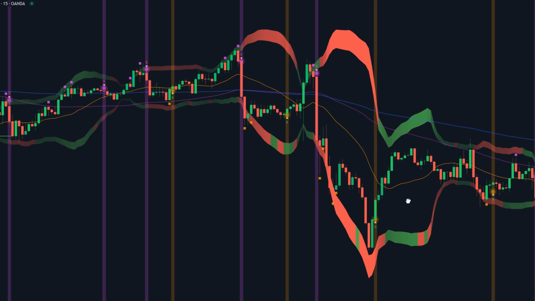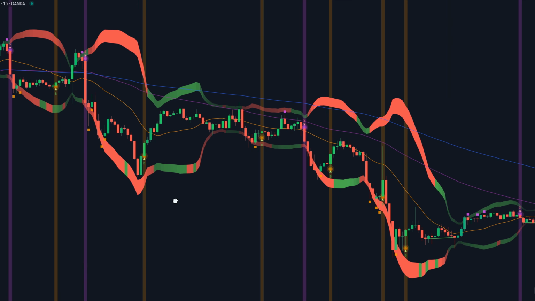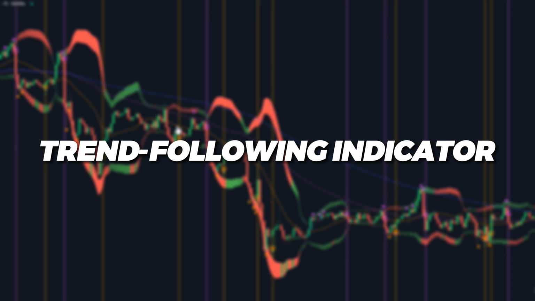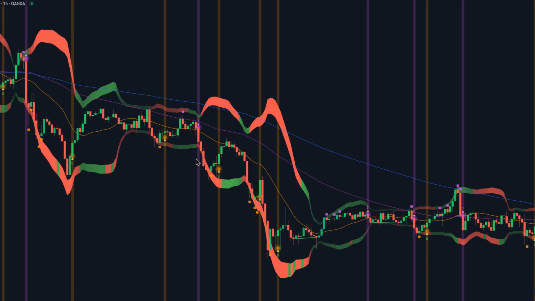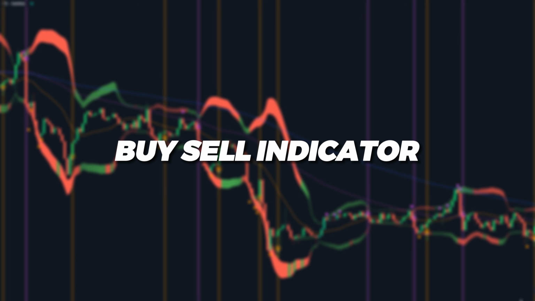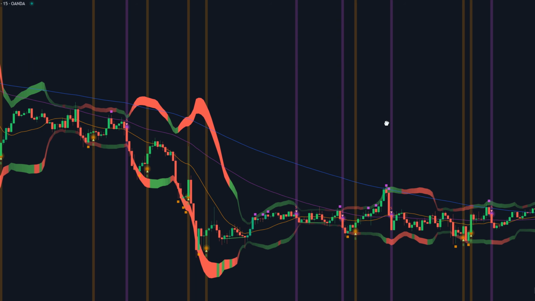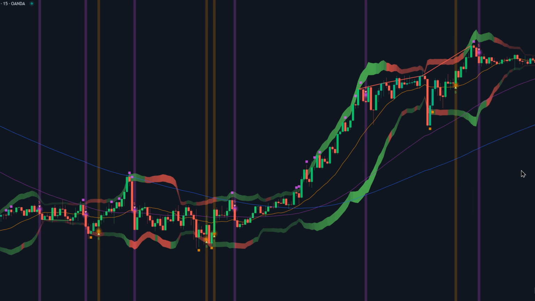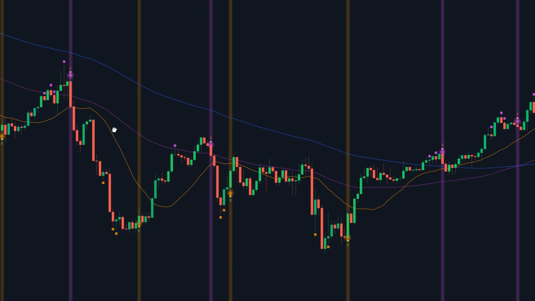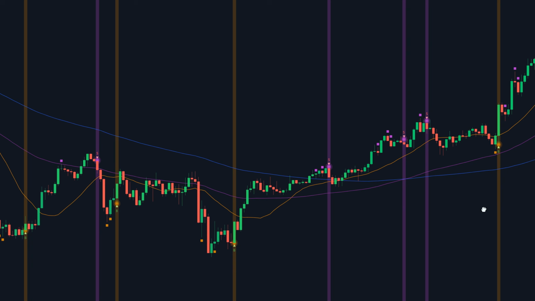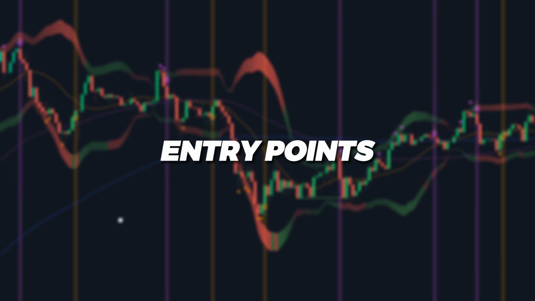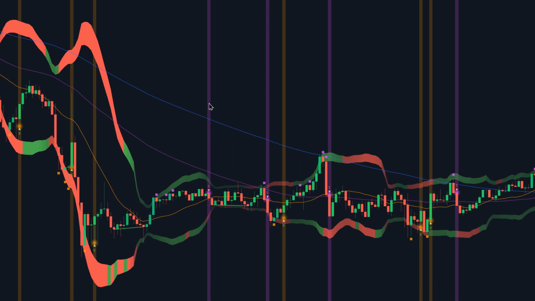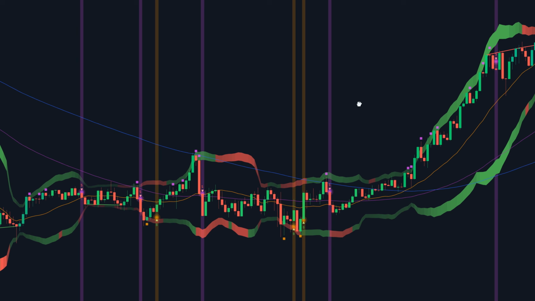So, based on the name of this indicator, you can tell that it's an all-in-one indicator because it contains elements of a trend-following indicator as well as elements of a buy-sell indicator, which means this is both a buy-sell indicator and a trend-following indicator. And that is exactly how we're going to be using it to trade. We're going to use it to identify the trend, and we're also going to use it to identify the different buy and sell entry points in the market. A single indicator with 2 different tasks. But before we get ahead of ourselves, let's explore what this indicator is made of.